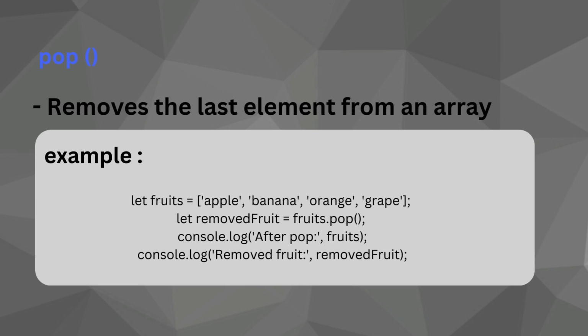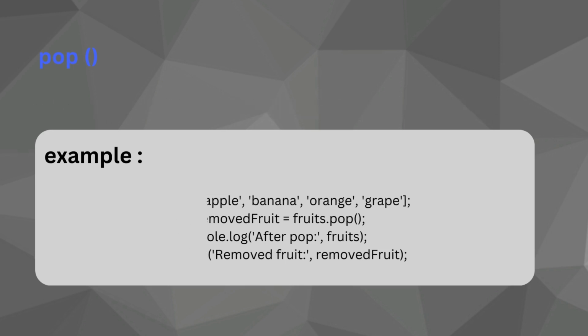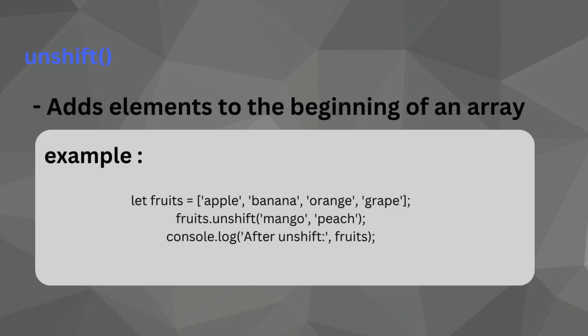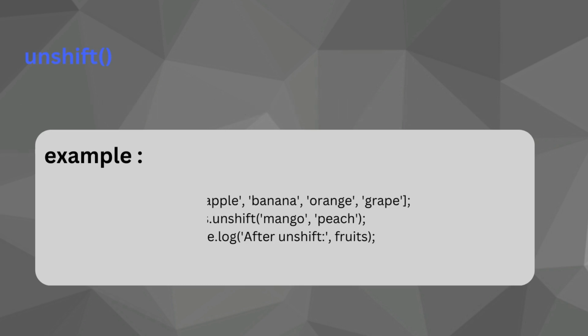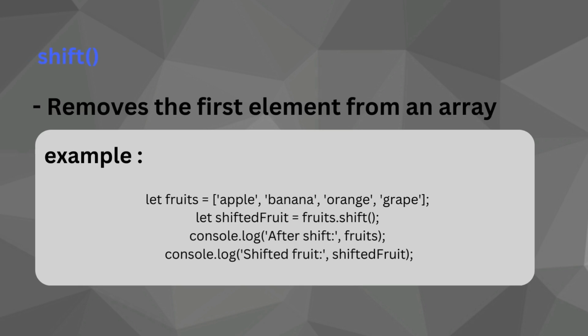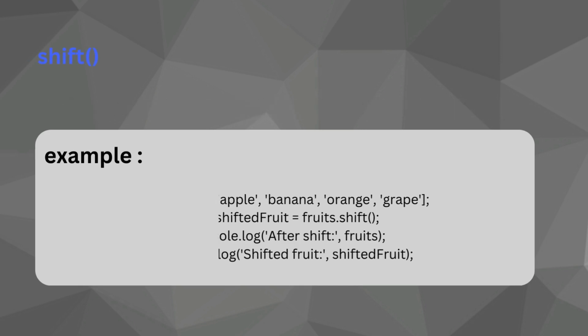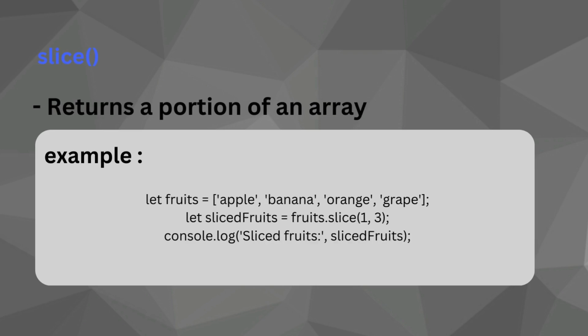Next method is unshift, adds elements to the beginning of an array. Next method is shift, removes the first element from an array. Next method is slice, returns a portion of an array. Next method is splice, adds or removes elements from an array at a specific index.